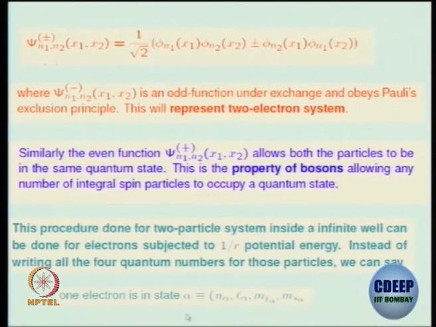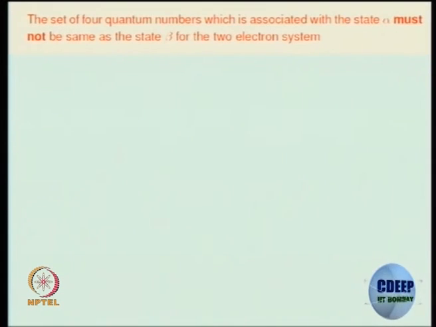You formally say that the first electron is in a state alpha. Alpha is a compact notation which tells you N alpha is the principal quantum number, L alpha is the azimuthal quantum number, ML alpha, MS alpha. The S can be suppressed because for electrons you know S is half. You don't need to explicitly put the half. Similarly, put beta for the other state.